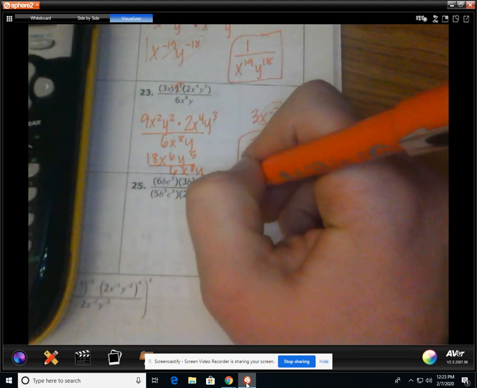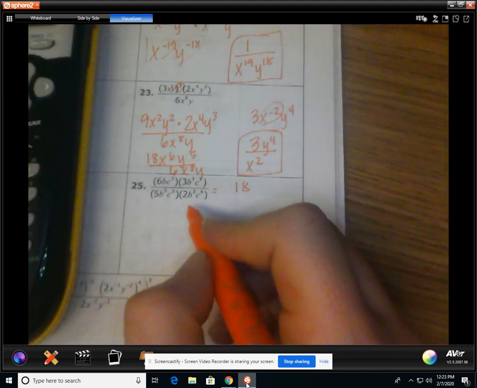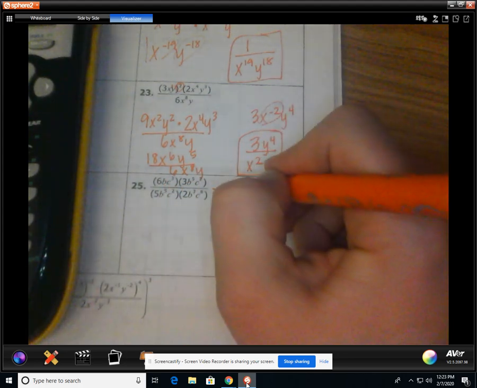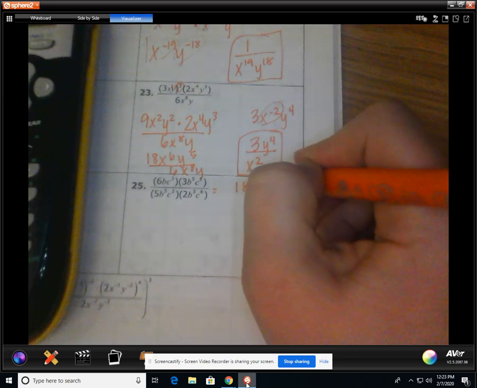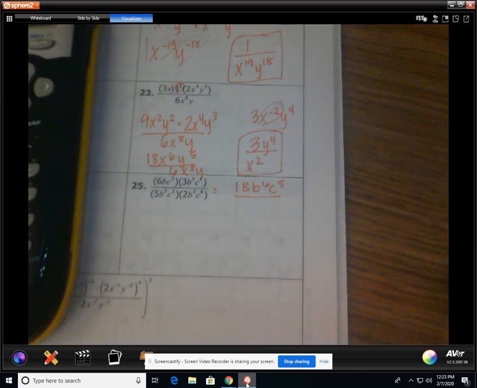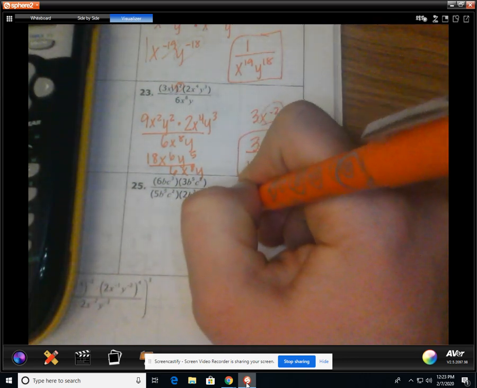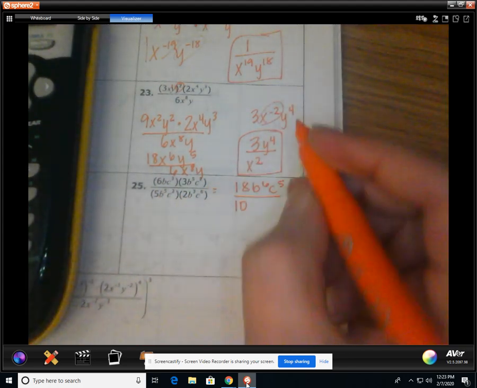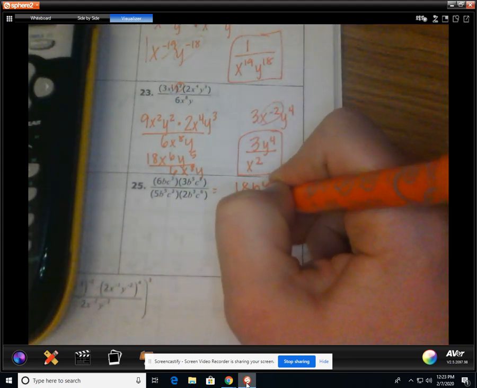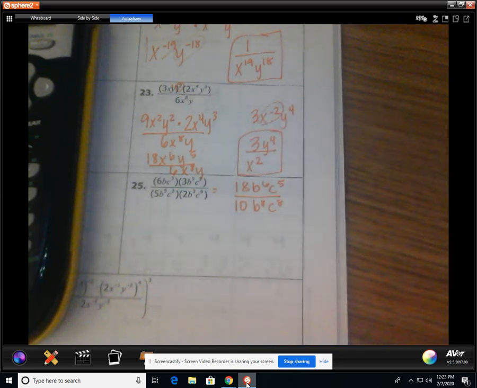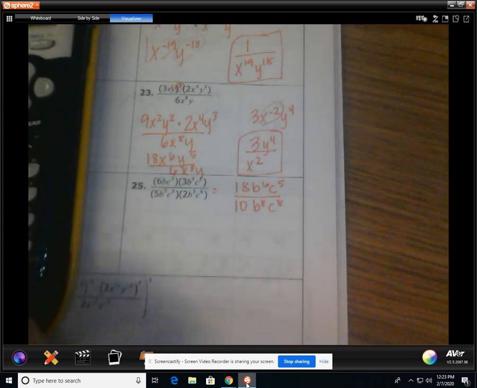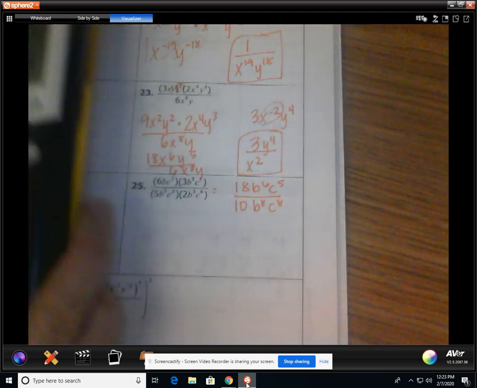6 times 3 is 18, and then I add my exponents. So 1 plus 5 becomes b to the sixth. 3 plus 2 becomes c to the fifth. Keep my divide. 5 times 2 is 10. b to the fifth and b to the third, so 5 plus 3 is b to the eighth. c squared, c to the sixth, 2 plus 6 is c to the eighth. Okay, so now that I have that, I'm going to divide. So 18 divided by 10, when I convert back to a fraction, gives me 9/5.